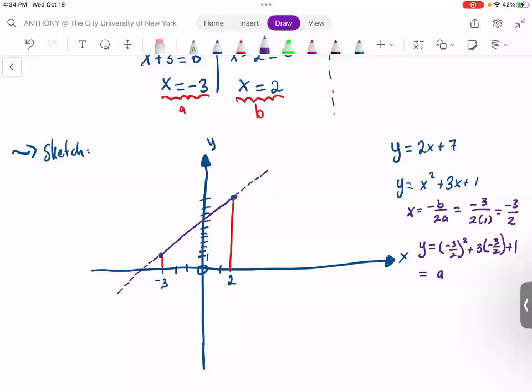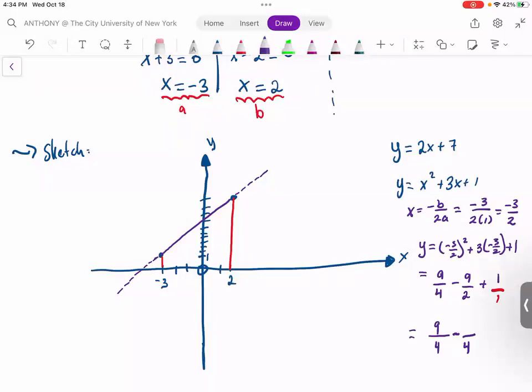So what is negative 3/2 squared? 9 over 4. What is 3 times negative 3 over 2? Well, that should be negative 9/2, plus 1. Now you have two fractions and a whole number, so you rewrite the whole number as a fraction, and then you find the LCD. What is your LCD between 4, 2, and 1? 4. The first fraction I don't have to change, it will stay 9 over 4. The second fraction, if I change it to have a denominator of 4, what should the numerator be?